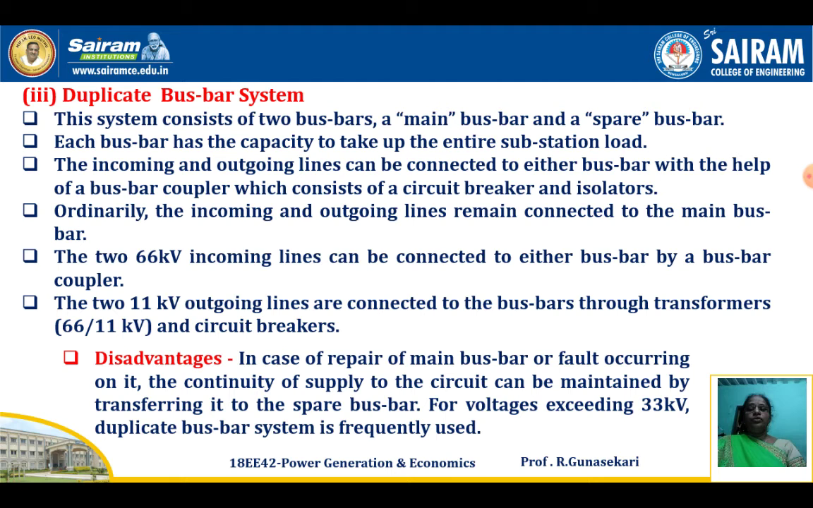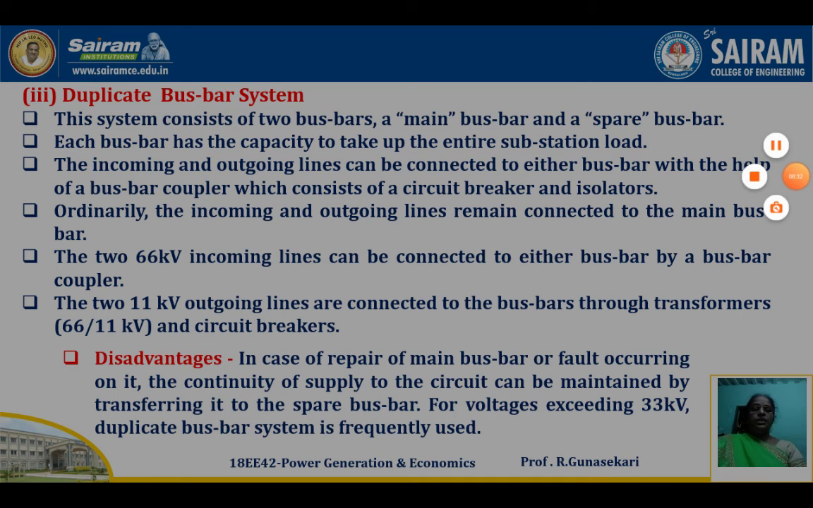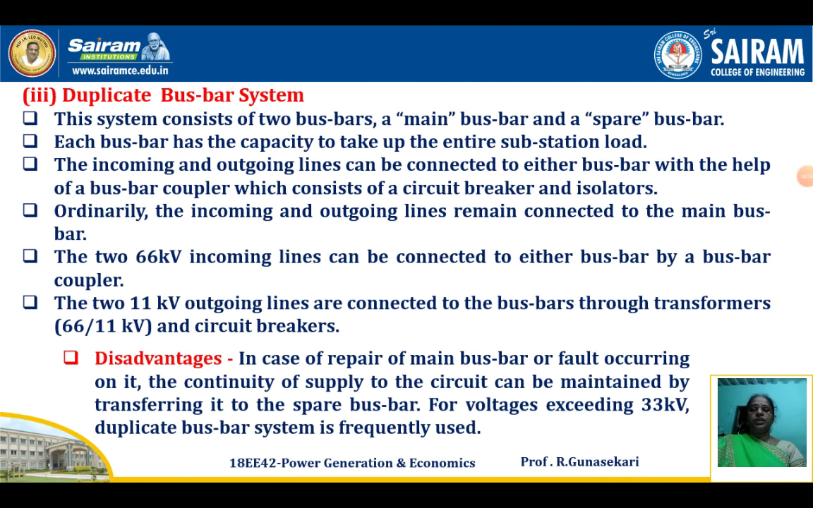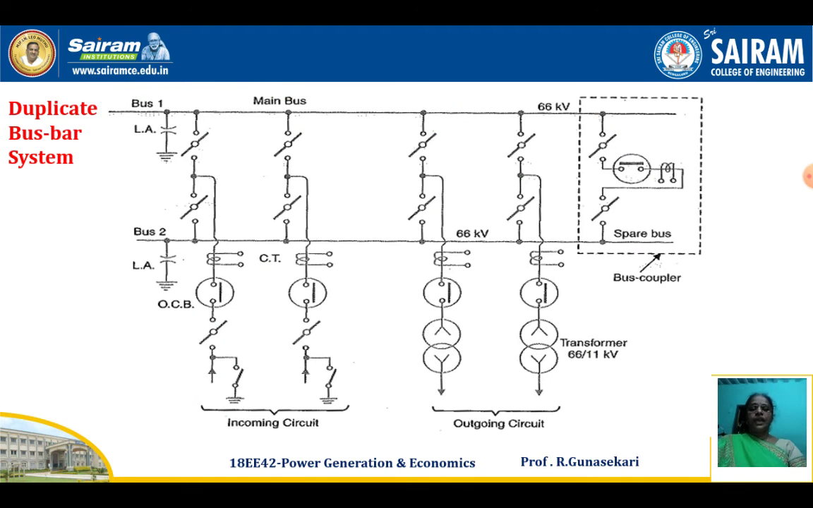So why do we have to use the bus coupler? The incoming and outgoing lines can be connected to either bus bar with the help of the bus bar coupler, which consists of a circuit breaker and isolator. And the incoming and outgoing lines remain connected to the main bus bar also. Here a 66 kV incoming line can be connected to either bus bar by the bus bar coupler only. Now you see the diagram.